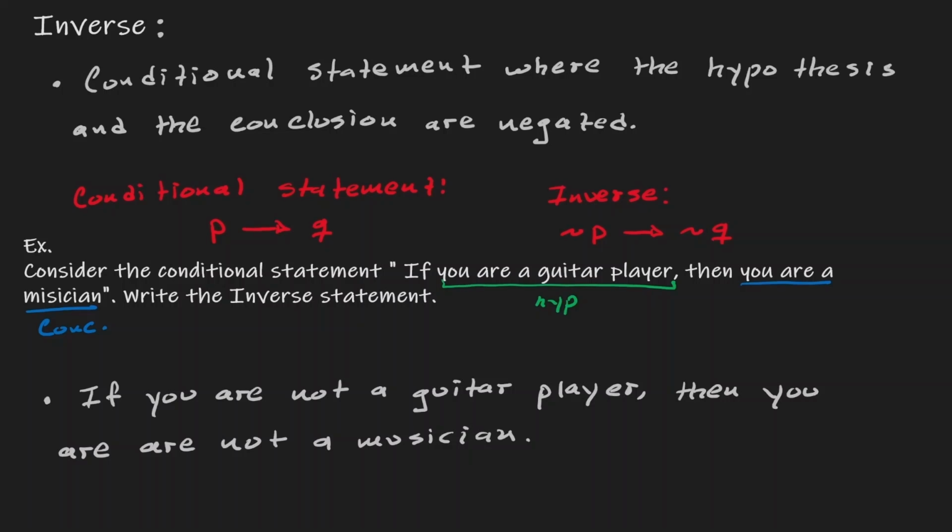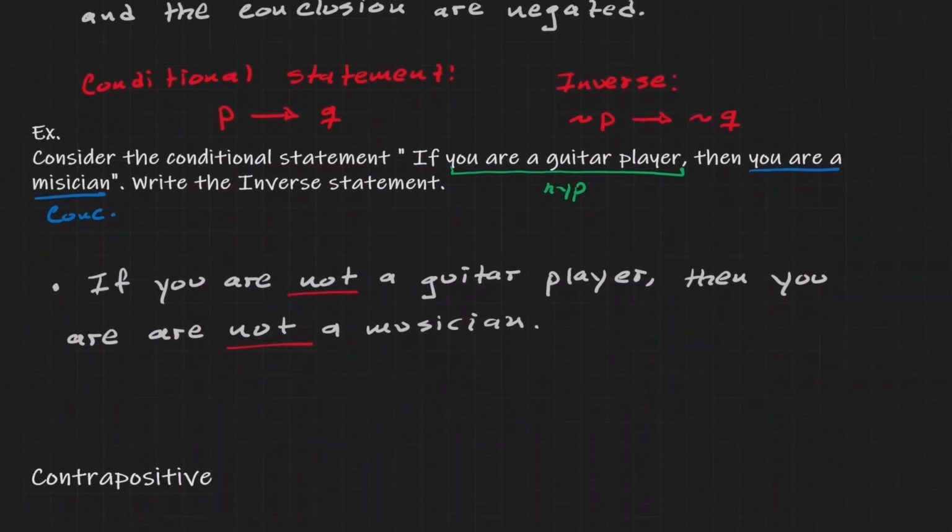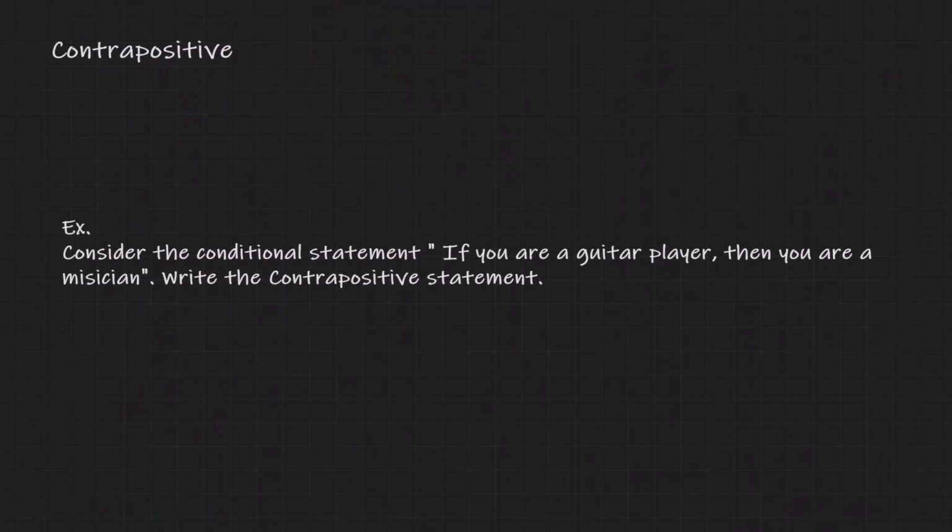So notice that all we did, we took a look at the original conditional statement, and we negated the hypothesis, and then we negated the conclusion. The last type of conditional statement that we need to define is the contrapositive.